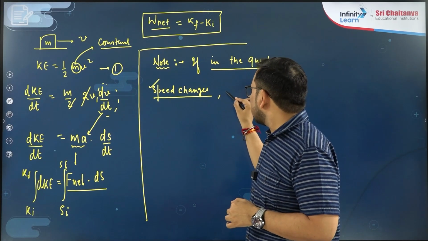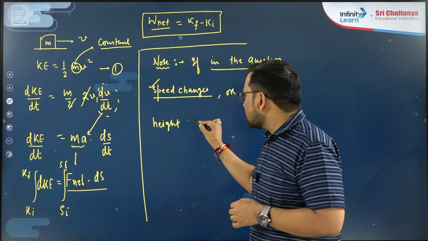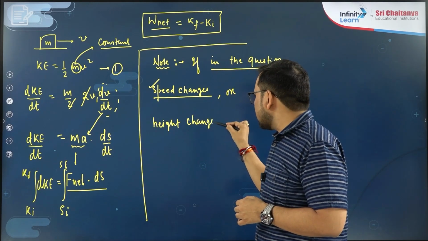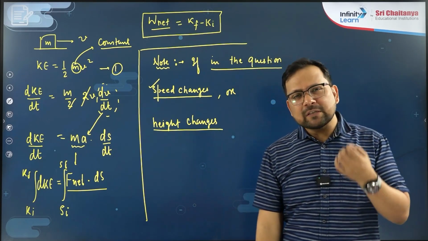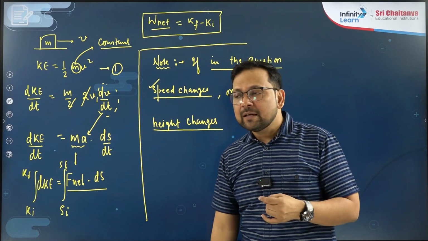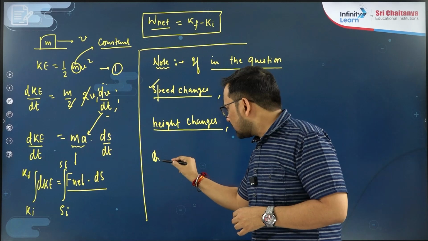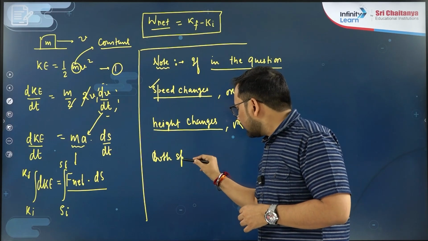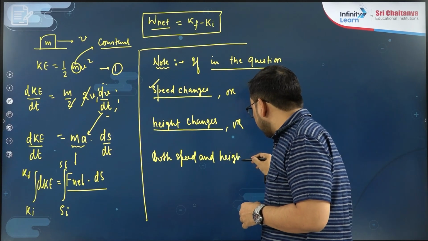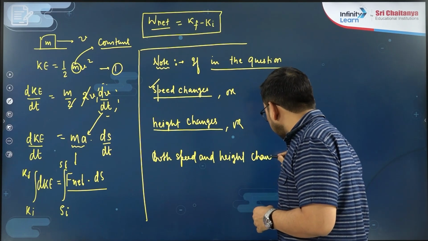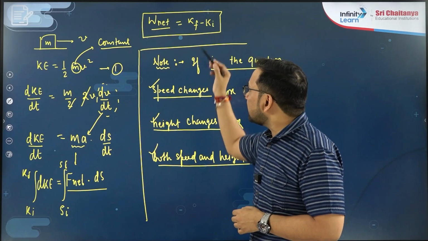Or height changes. What is changing here? Height. So the body is falling, or rising, or rebounding. Projectile motion is there, rebounding motion is there, simple straight line motion under gravity is there, anyhow height is changing. Or the last one, both speed and height change. So these three are the trigger points where to use the work energy theorem.